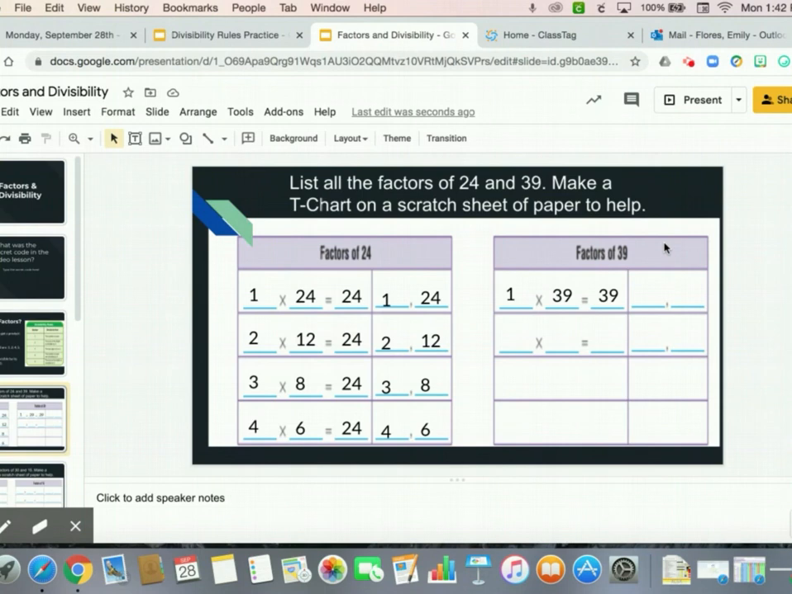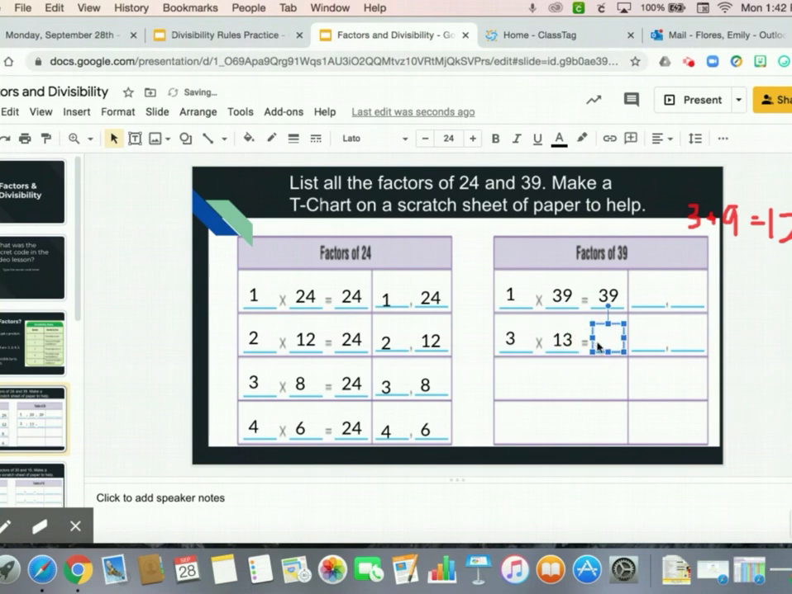Let's think about 3. In order to see if a number is divisible by 3, I need to add up my digits. So in this case, that would be 3 plus 9. Well, 3 plus 9 is equal to 12. Well, isn't 12 a multiple of 3, right? So 3, 6, 9, 12. So that means 3 times something is 39. If I were to do that on a separate sheet of paper, I would come up with 3 times 13 was equal to 39.